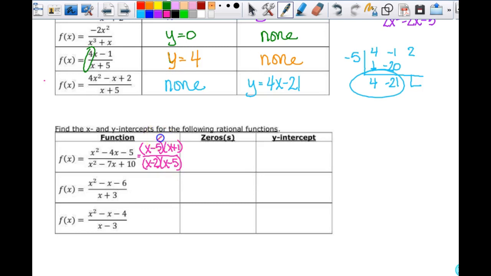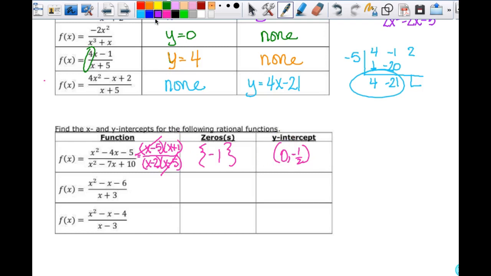When I cancel these out, because I have a hole, it is gone. So I find the zeros after I reduce. So using my reduced function, which is just x plus 1 over x minus 2, my zeros are just -1. Oh, I can't even do my parentheses right. And then my y-intercept, when I substitute 0 in for x, it's going to be 0, -1/2.